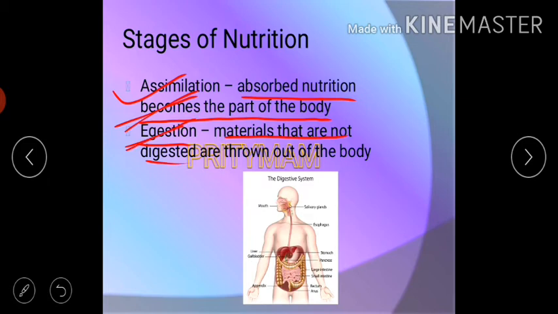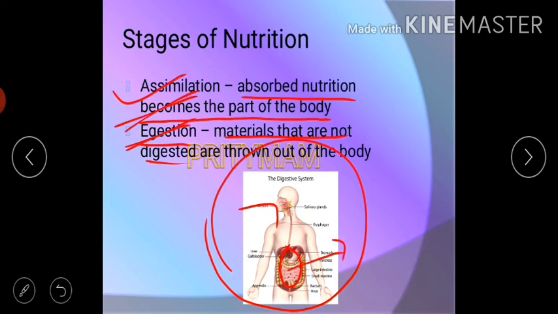You can have a look at the whole digestive system of human beings, which we are going to study in the next lecture. But we should know that there are 5 stages of nutrition. Ingestion, then comes digestion, which occurs in the stomach and the intestine. Then comes absorption and assimilation by the intestine. Then egestion from the anus. So these are the 5 stages.